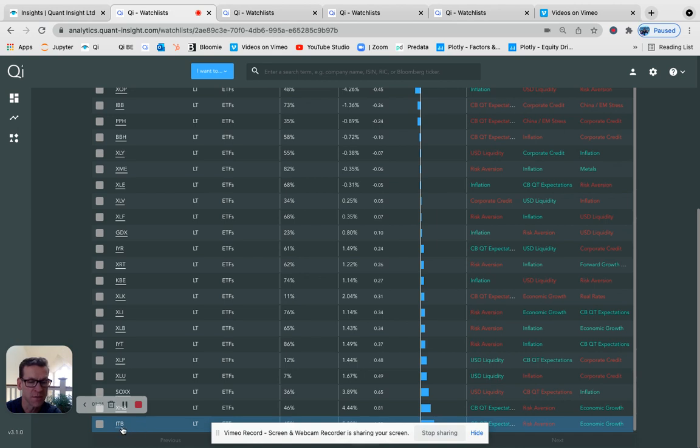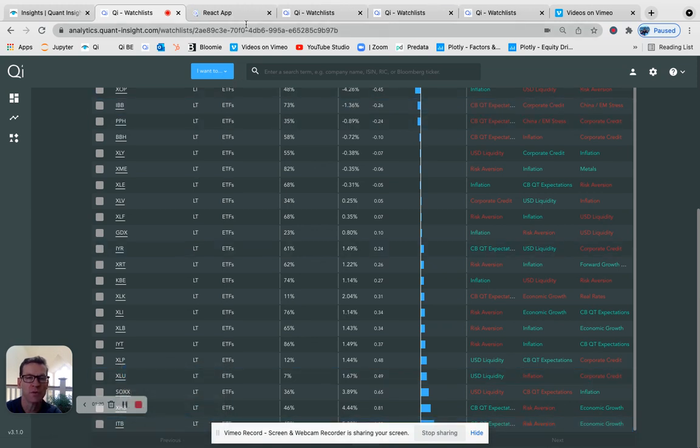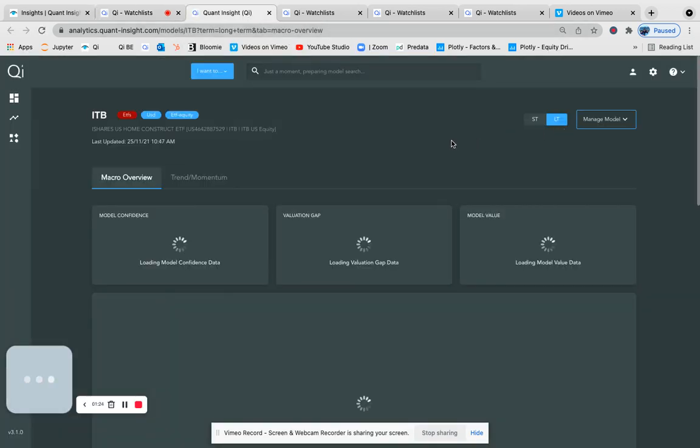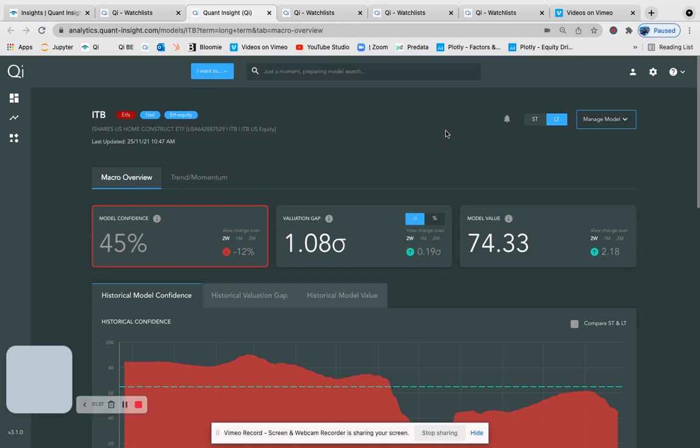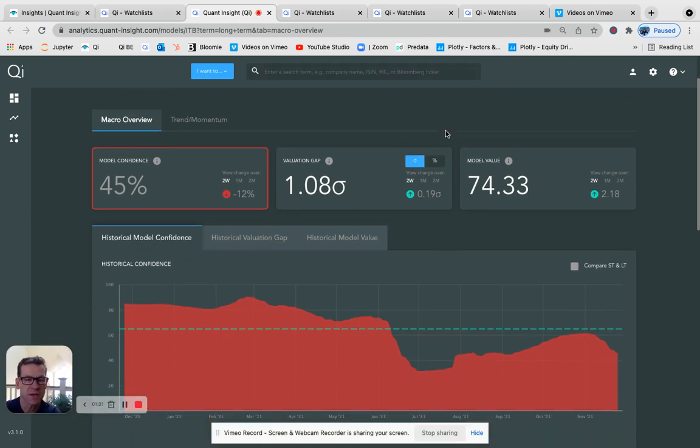In QI, by right-clicking on any model name, you can then open up that model in another tab, leaving the original watch list open. So we've now clicked on the iShares Home Construction ETF. This is the model for it, and you can see more detail for a deeper dive.